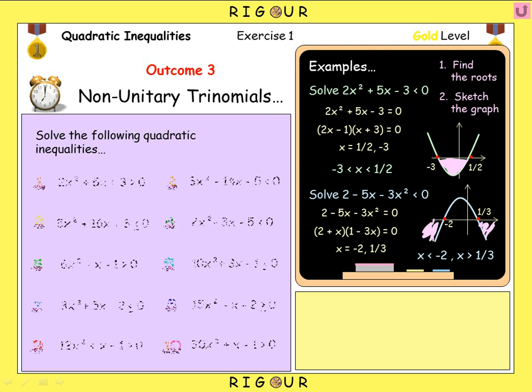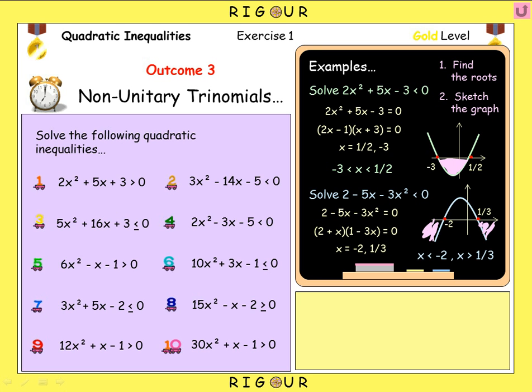So here's 10 more complicated trinomials to factorise, to find the roots, to sketch the graph, and to ultimately solve the quadratic inequalities. So if you're working on these at home, pause the video now. Okay, you've unpaused the video, let's go over some answers.